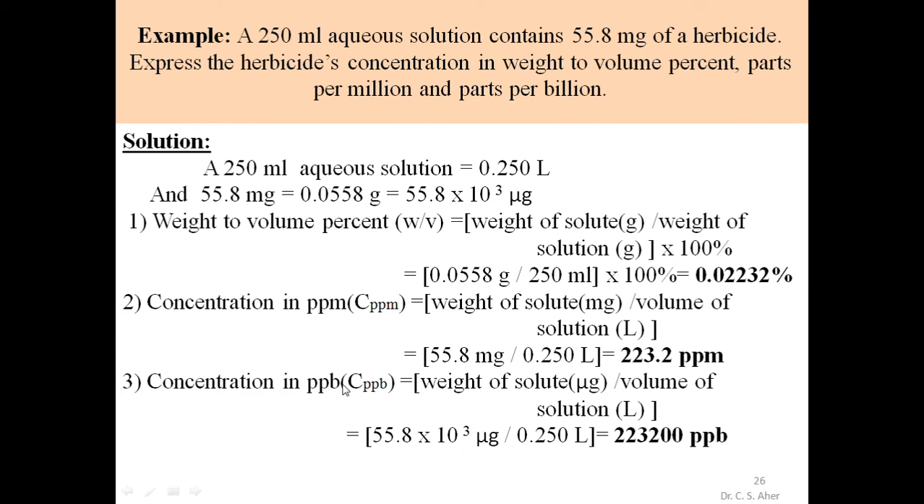Next, concentration in ppb: weight of solute in micrograms divided by volume of solution in liters. This ratio gives 223,200 ppb. See, these concentrations are the same but the unit is changed. These figures are the same but the unit is changed. This is the weight to volume percent, ppm and ppb. So we express this same concentration in three different units of concentration. So that is the importance of that concentration.